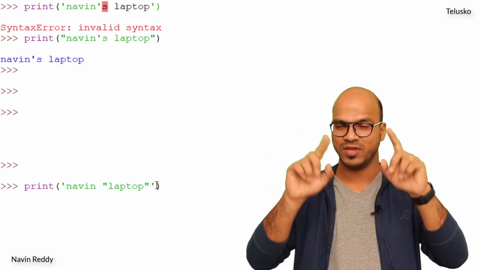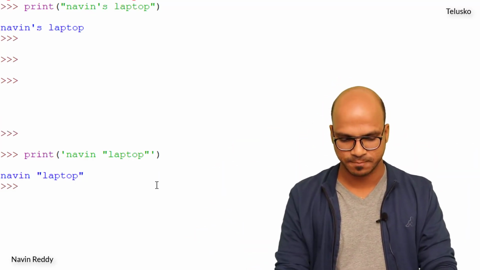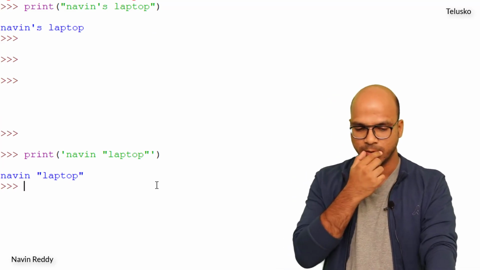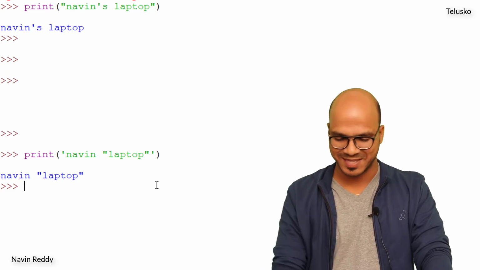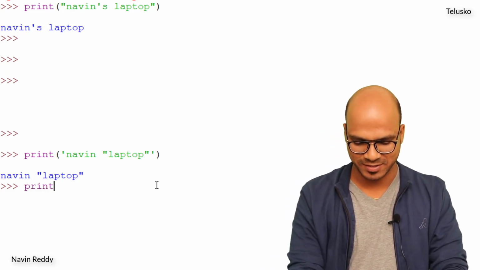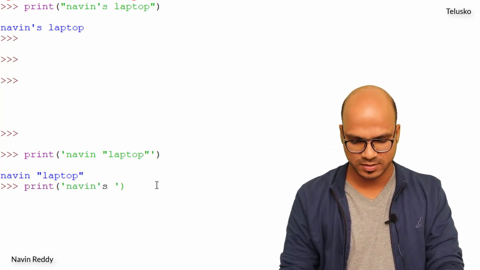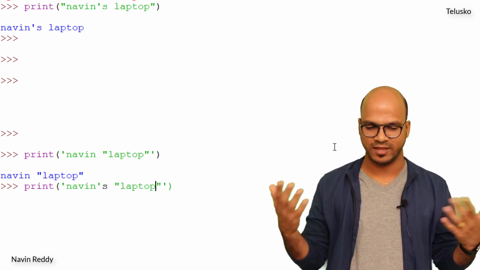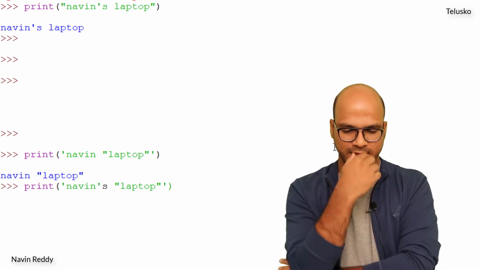So if inside we have double quotes, then outside we should be using single quote, right? That makes sense, right? So you can see we got the output. But here's a trick. What if I have both in this string? Example, let's say we have print. I want to say Naveen's laptop, and you can see we have both now. We have double quotes and we have single quote both. That's where the problem starts.